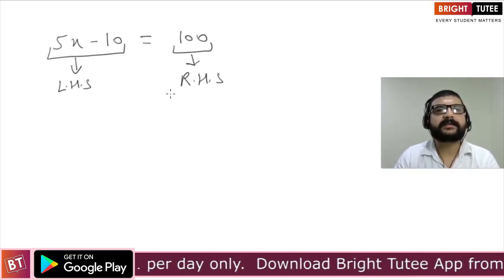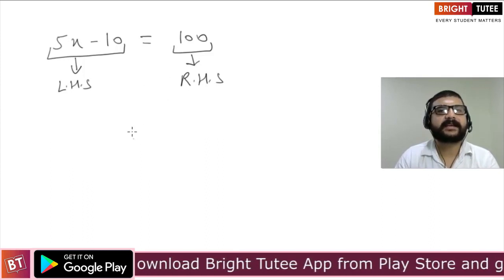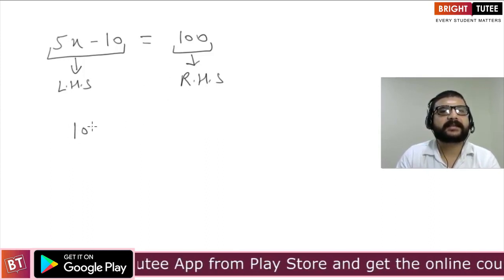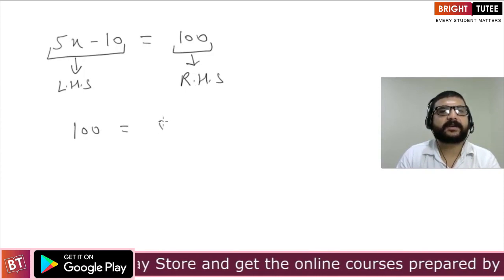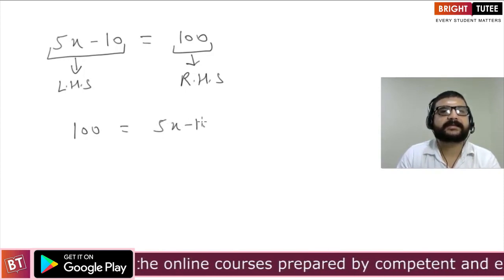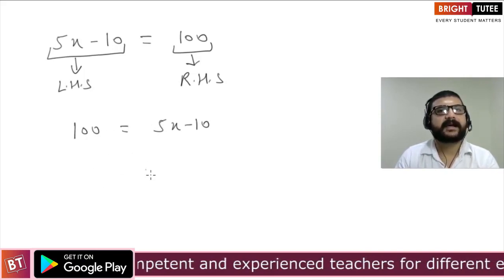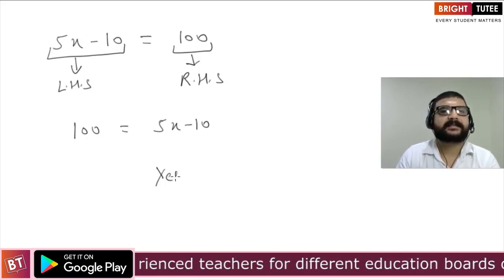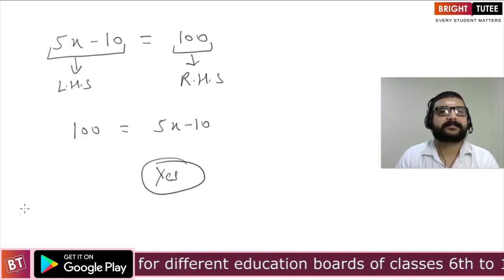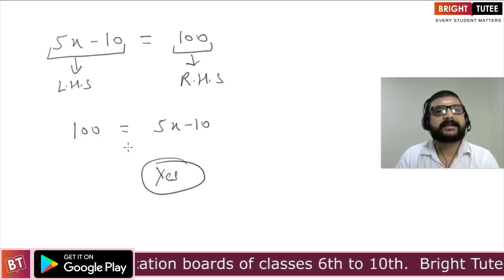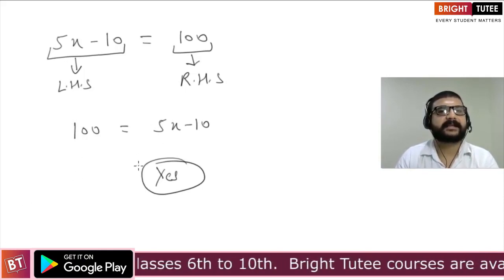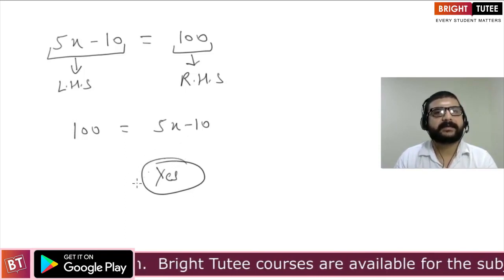Now what if we interchange left hand side and right hand side? What if we write the equation like this? 100 is equal to 5x minus 10. Is the equation still same? The answer will be yes. The equation is still same. Even if we interchange left hand side and right hand side, the equation will remain same.